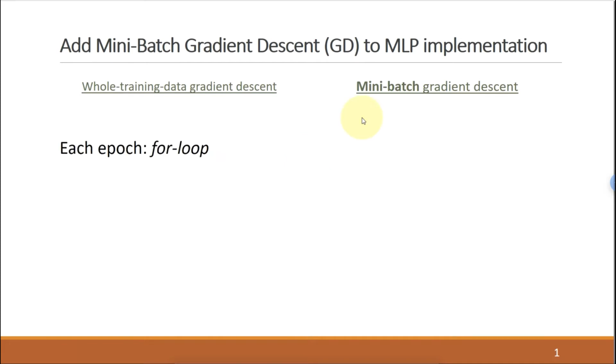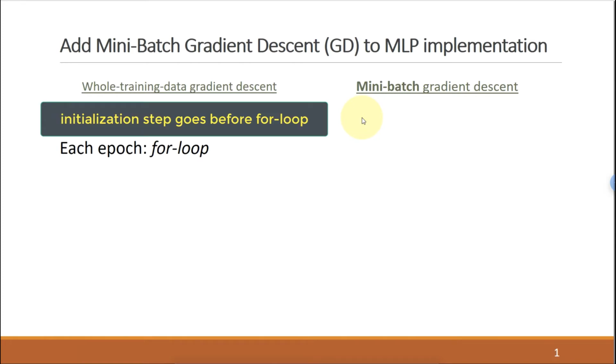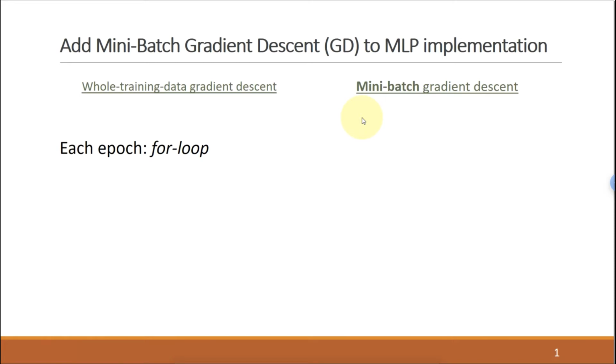As you know, in the whole training set gradient descent, right after you have completed the initialization step, you can start the for loop for the epochs. This is the only for loop that will be implemented in the whole training set gradient descent. In comparison, there will be 2 for loops in the mini-batch gradient descent. There will still be a for loop for the epochs. I will call this the outer loop of the mini-batch gradient descent.